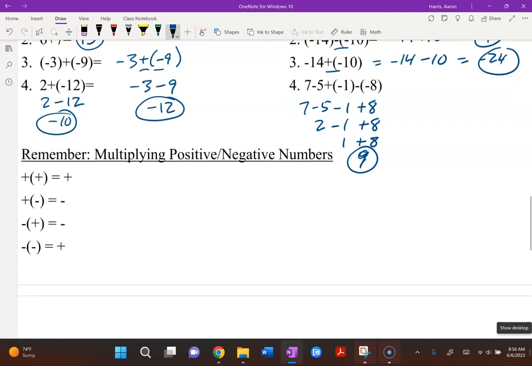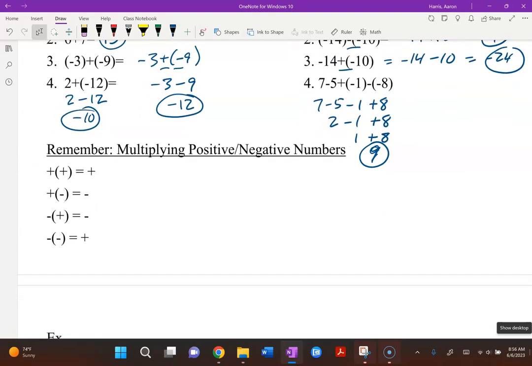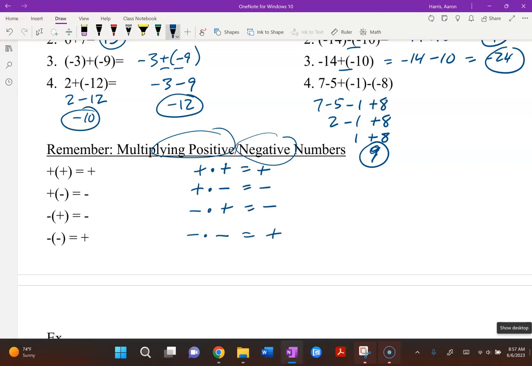All right. Just a saying for if you're forgetting multiplying positive and negative numbers, how I remember it: a good thing that happens to a good person is a good thing. A good thing that happens to a bad person is a bad thing. A bad thing that happens to a good person is a bad thing. And finally, my favorite, a bad thing that happens to a bad person is a good thing.